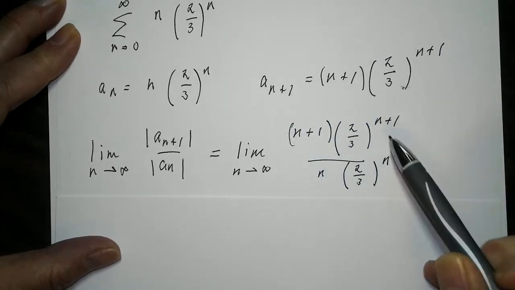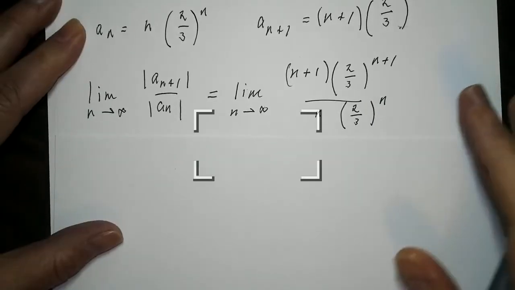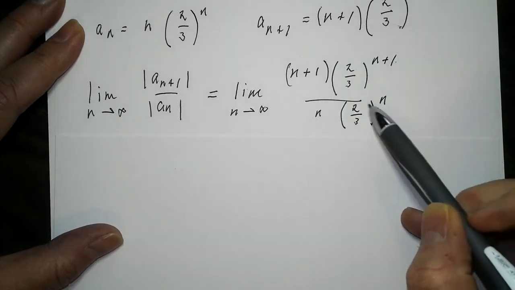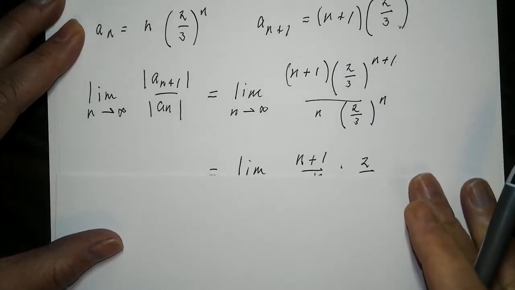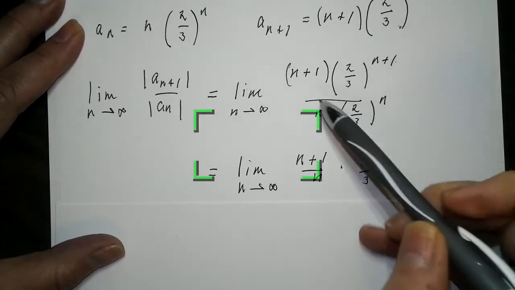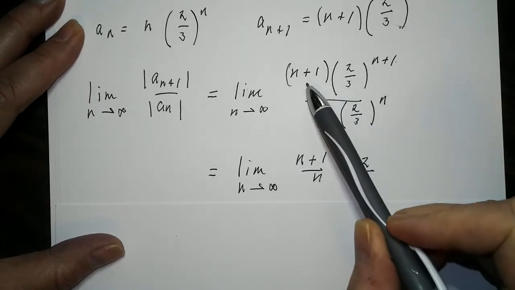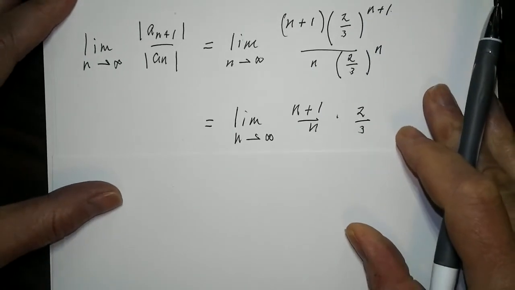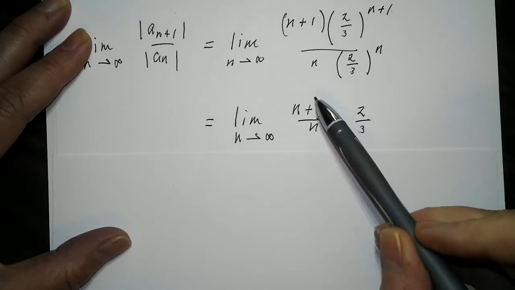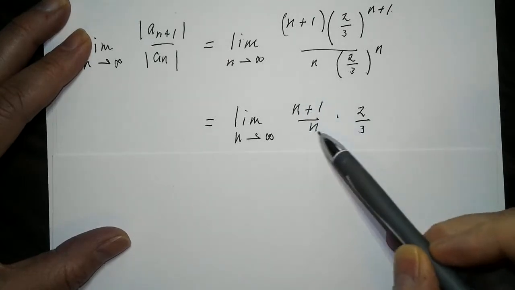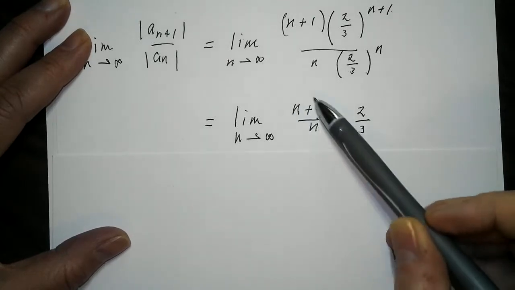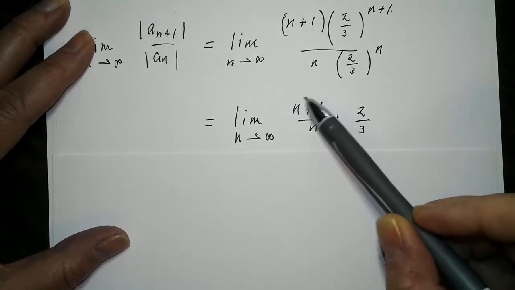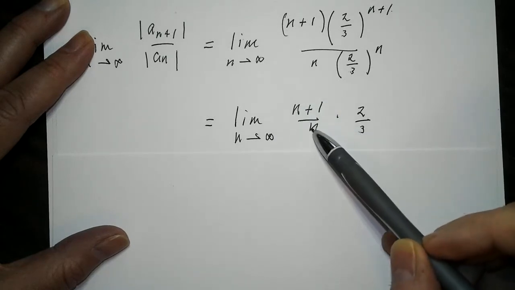It is always at this stage where some algebra simplification is going to take place. We've got 2/3 to the n plus 1 in the numerator, and we have 2/3 to the n in the denominator, so there's going to be some cancellation. We'll have the limit as n goes to infinity of n plus 1 over n, and then there's going to be a 2/3 left right here. Now as n gets really, really large, this essentially becomes closer and closer to 1, as close to 1 as we like. So the limit as n goes to infinity of this is equal to 1.